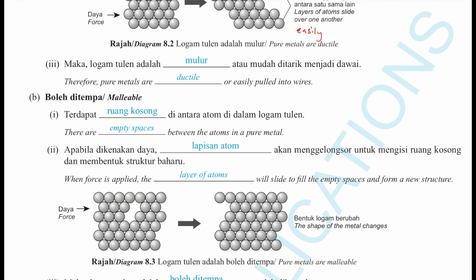So you see, apabila force is applied, the layers of atoms will slide. Ni bila kita kenakan daya, layers of atoms will slide to fill the empty spaces and form a new structure. That's why the pure metal is malleable.